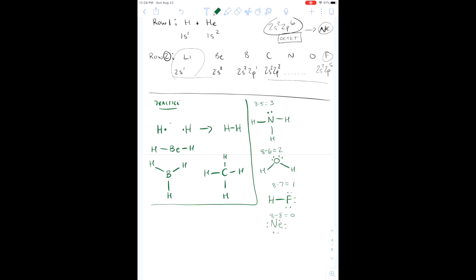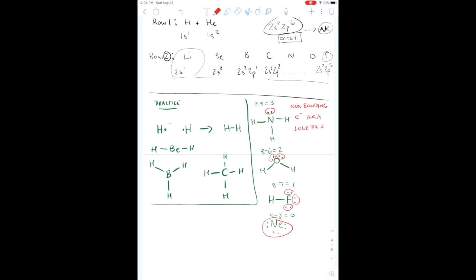Now neon is in group 8. It's a noble gas. 8 minus 8 is 0, so that's why it doesn't form any bonds. Okay. So notice I drew all of these electrons on the outer part of the atom. Remember, these are non-bonding electrons, and they are also known as lone pairs, right?